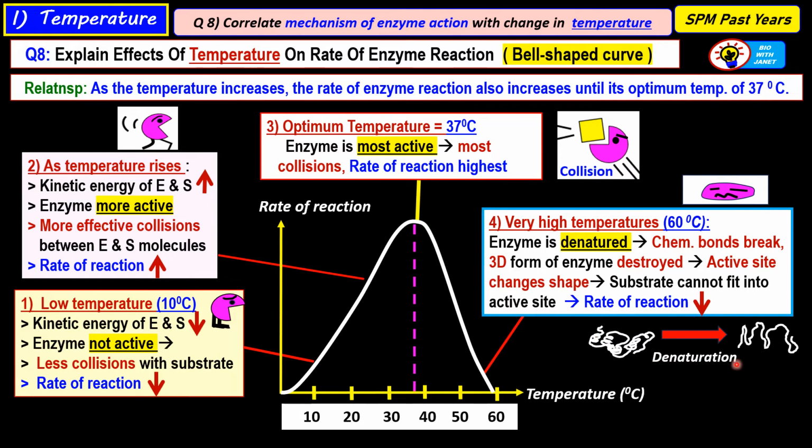But when extreme heat is applied, the chemical bonds break down and the 3D form of the enzyme is destroyed, okay, like this. So it no longer has the shape as before, and the active site on the enzyme molecule has changed shape. We sometimes say that the active site is destroyed. So the substrate cannot fit into the active site anymore. Therefore, no enzyme-substrate complexes are formed, no products are formed, and the rate of reaction decreases. Okay? So this process is known as denaturation.